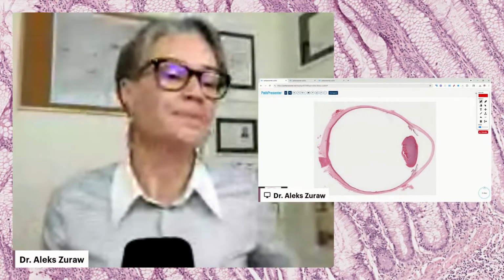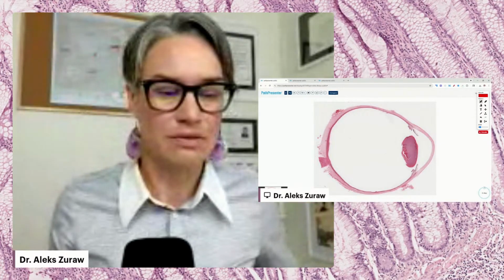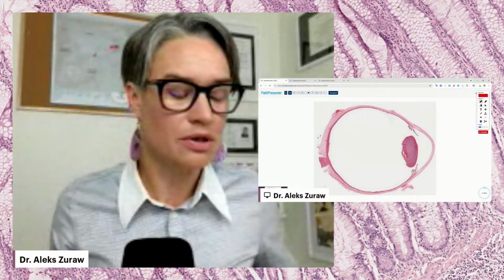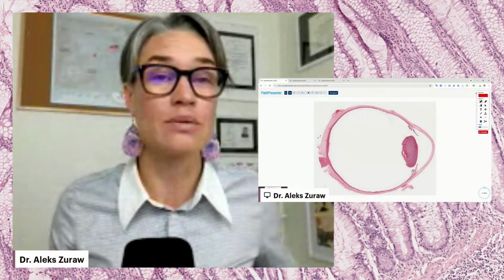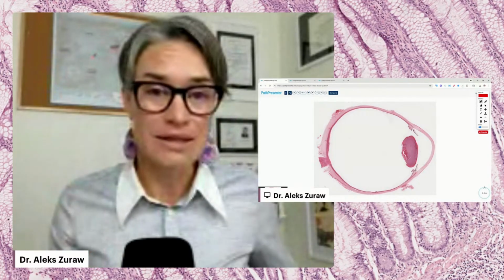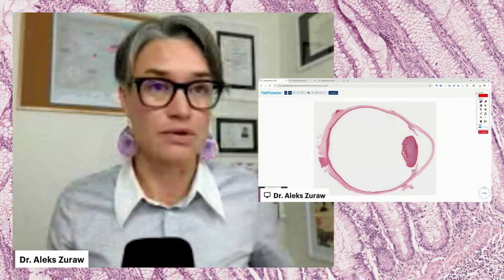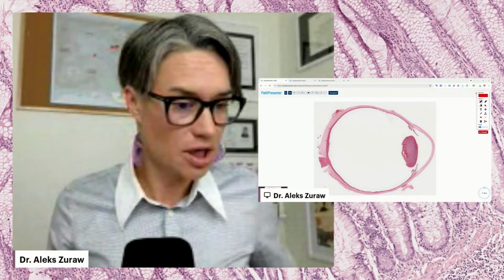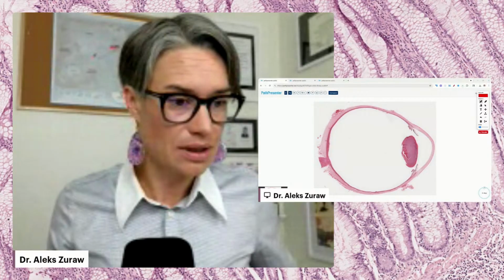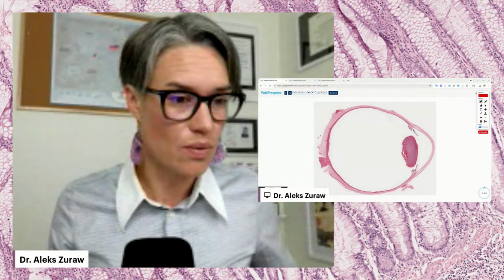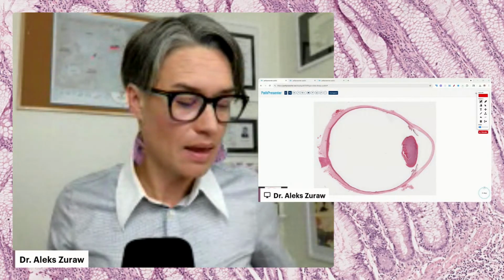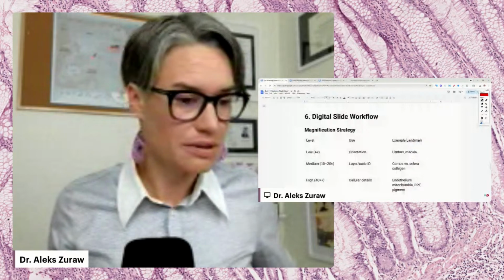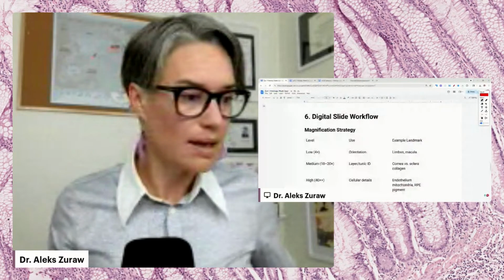Okay, so I'm going to start with something else, because we're going to be working with digital slides. So I want to show you the digital slide workflow first. Let me change the screen that I'm sharing with you, and it should show the digital slide workflow now.